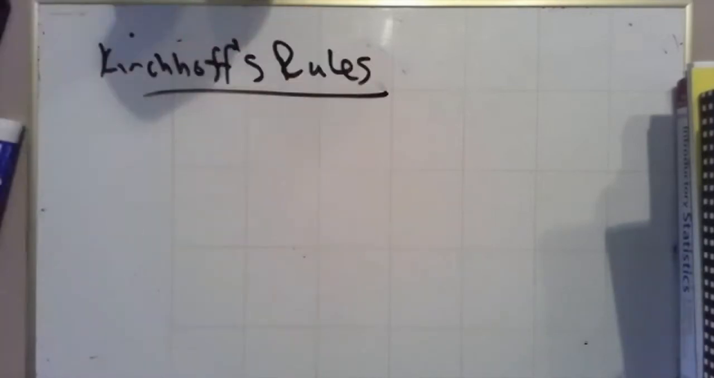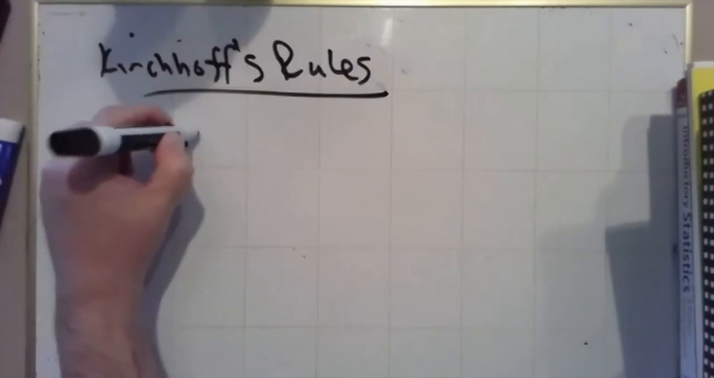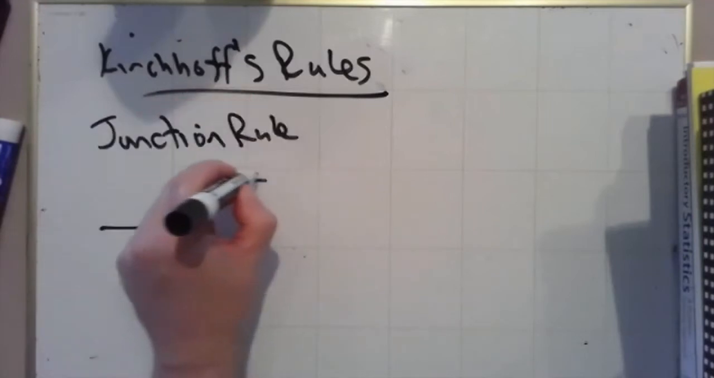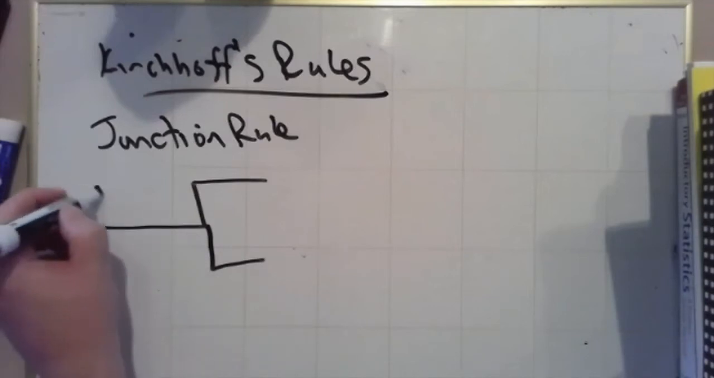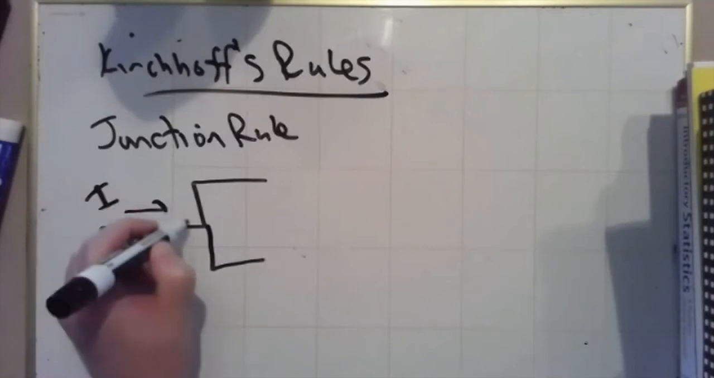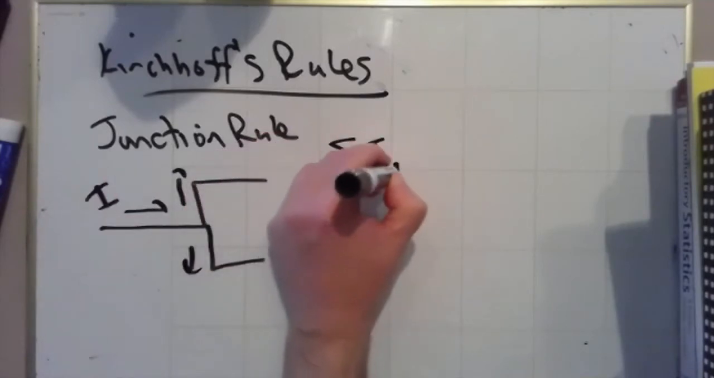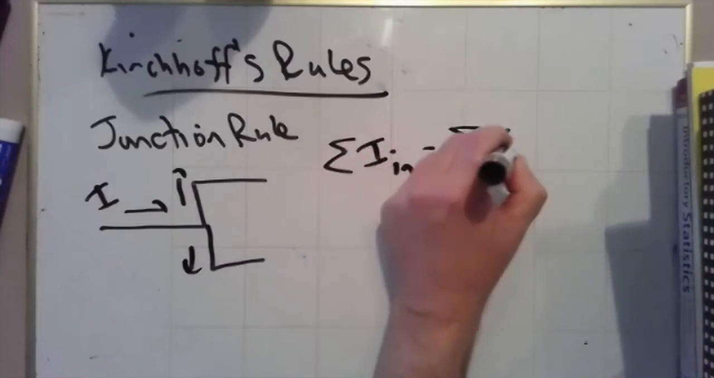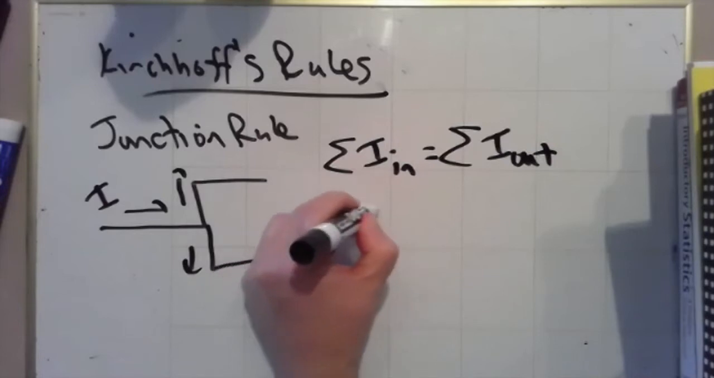Also called Kirchhoff's rules. First, we have the junction rule that says if you have a line that splits up, any kind of junction, then the current in equals the current out. The sum of all the currents into that junction equals the sum of all the currents out of that junction. This is conservation of charge. That's really where this comes from.